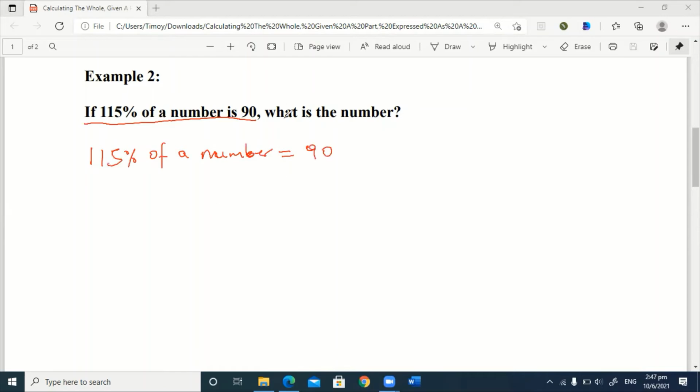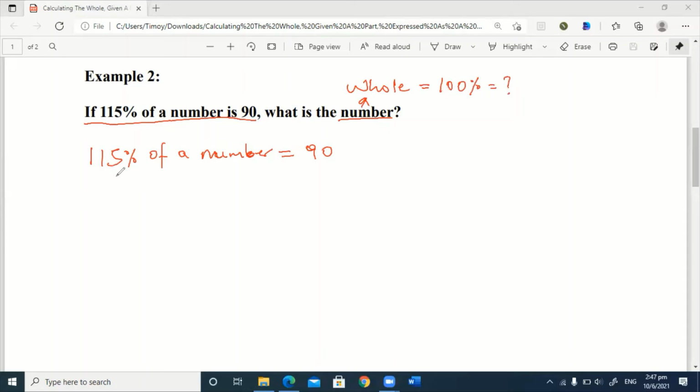Then the second part is saying, what is the number? The number here represents the whole. That's what that represents. The whole. And as a percentage, what does the whole represent? The whole represents 100%. So in other words, they are asking us to find 100%. But how can we use this information to determine 100%? Simple. The procedure does not change.